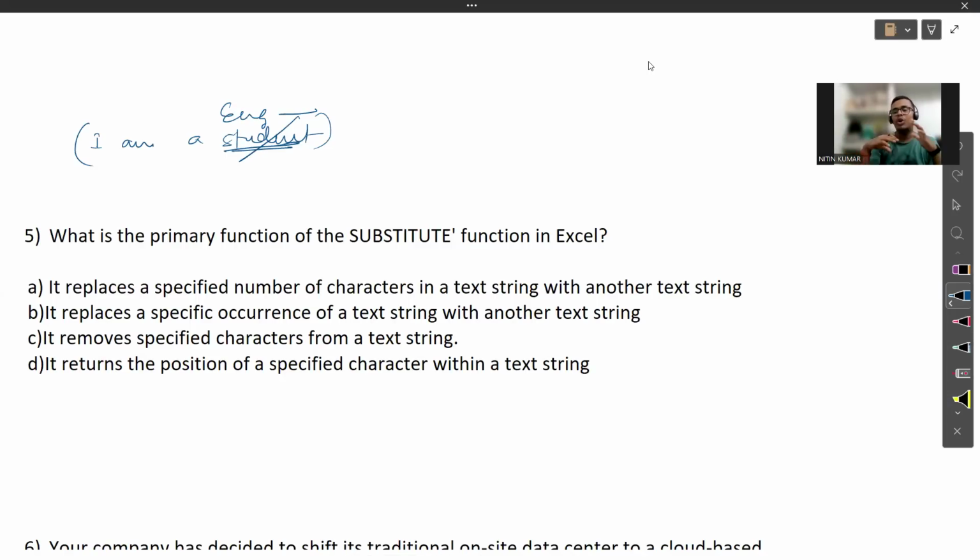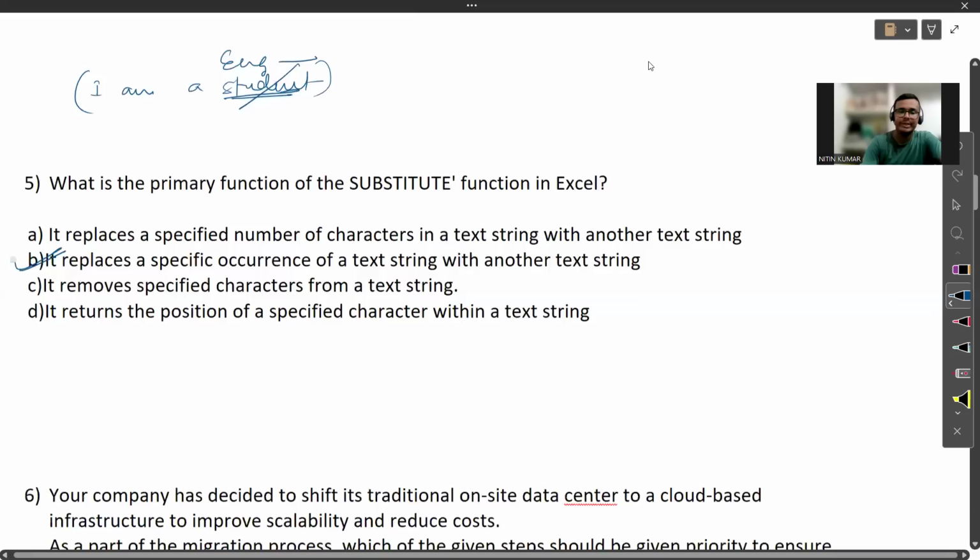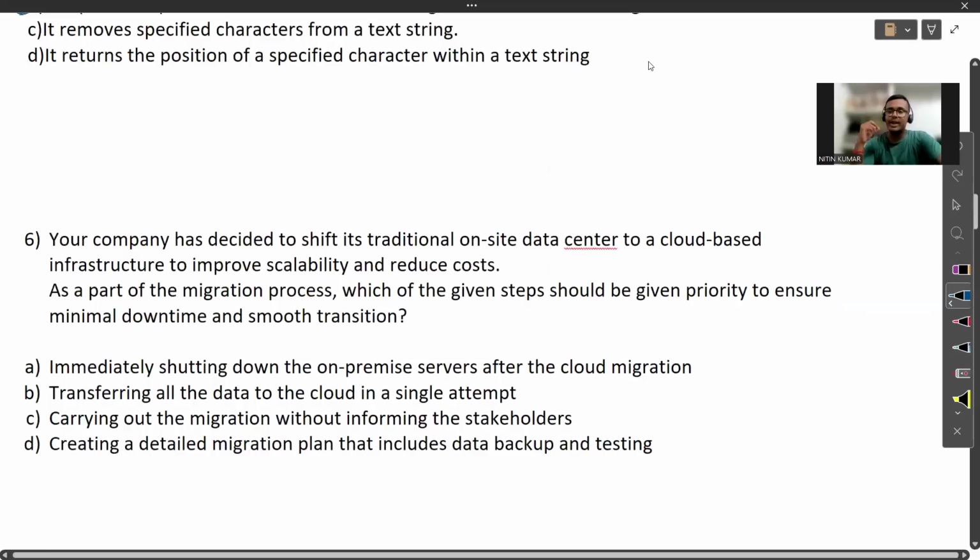It could substitute everywhere where I am a student is written in the text in Excel. It could replace it everywhere. Let's see the correct answer. If you read all of the options, the second option would be the best matching option for the answer. And this is the correct answer: it replaces a specific occurrence of a text string with another text string. Like student will be replaced by engineer. I have told you one example also. Now let's look at the next problem.